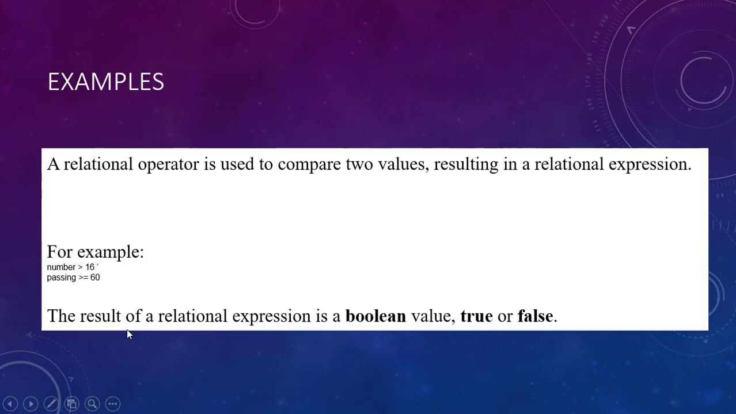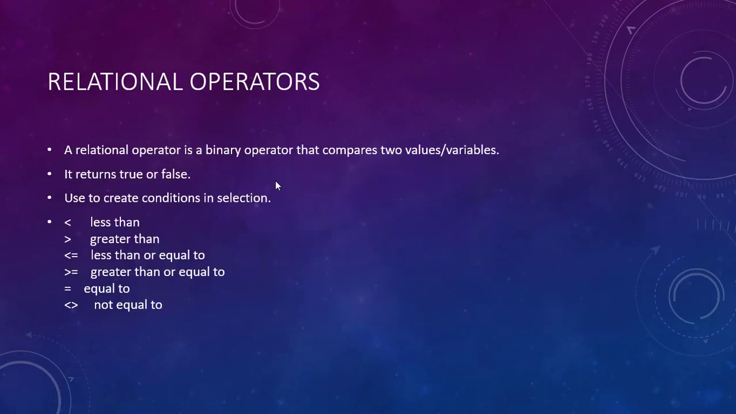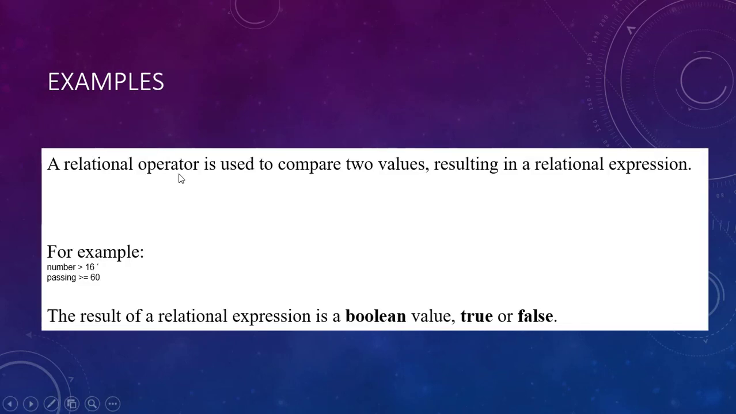Let's jump into some examples. As you know, a relational operator is used to compare two values, resulting in a relational expression. When we execute a statement containing relational operators, it will always return a value which is either true or false.